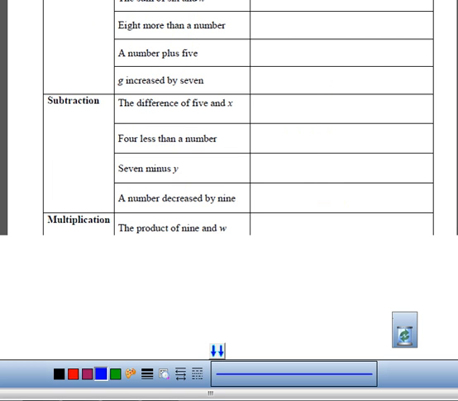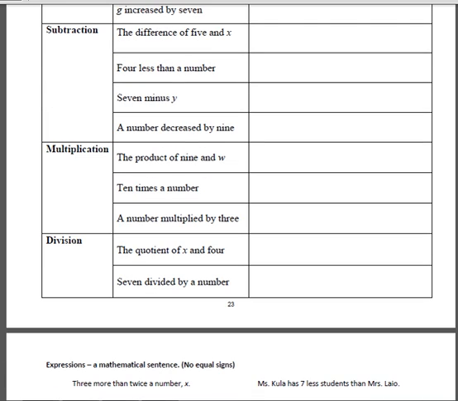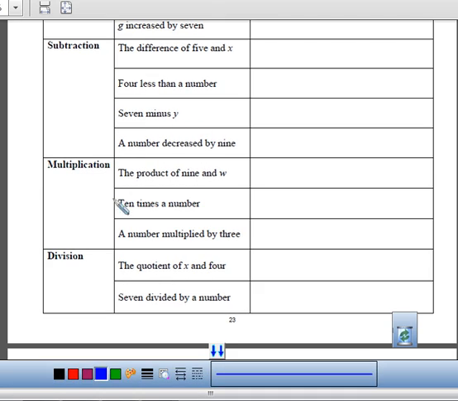I'm going to erase everything. And here we go. I'm going to move it up. Okay, so now we have some multiplication. The product, so there's our multiplication, of 9 and w. Now, we don't write 9xw. We do 9w. I would also accept if you wanted to do a dot, or if you wanted to do parentheses. I will not accept the old-fashioned multiplication symbol. 10 times a number. So this time we're going to do 10 times a number, or 10n.